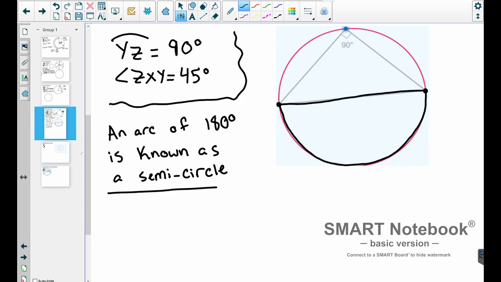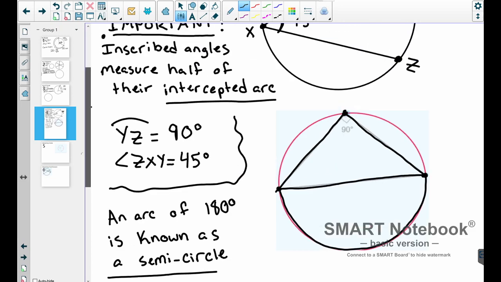Half a circle, also known as a semicircle. An important fact about semicircles comes when it is intercepted by an inscribed angle. So we have this inscribed angle here. It comes from here down to here, over to here. Now this one looks kind of odd because it's kind of small. The other one up here stretched all the way across that circle.